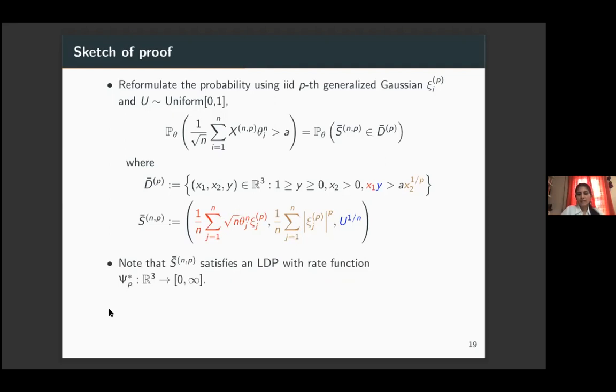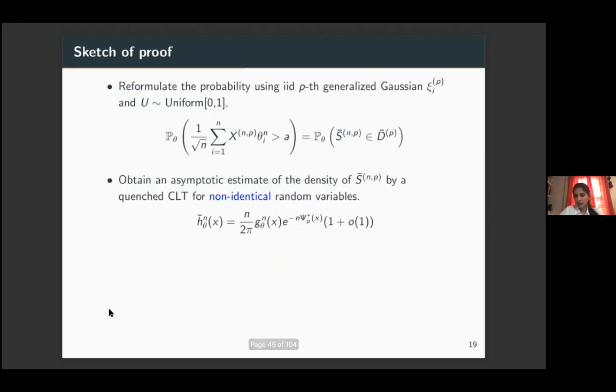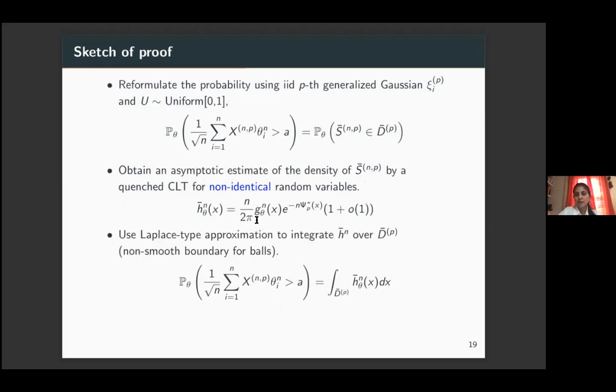But you can see that it satisfies an LDP with a particular rate function, but then we have to obtain an asymptotic estimate for the density as well, and not just the rate function e to the minus n. So you need to get some prefactor on the density for non-identical variables, and the way you do it is by doing a certain transform, which is what is called tilting in large deviations, and looking at quenched CLTs for those non-identical random variables. So I won't have time to go into a lot of details on that, but that's the basic idea.